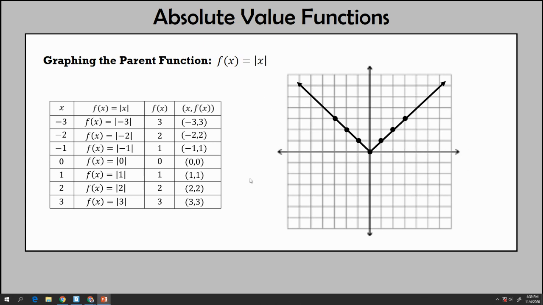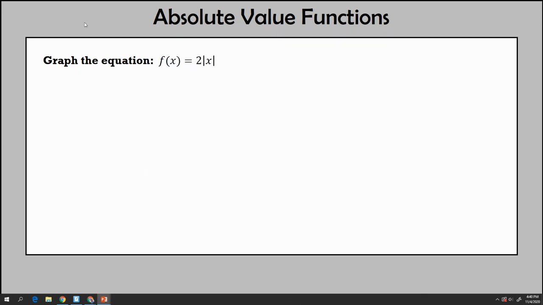This is what it looks like. This is what we call the parent function. All absolute values stem from this original one. So that's what we meant by piecewise. This line is everything from 0 to the left, and this is the line of everything from 0 to the right. But it's actually just the absolute value function. Now we're going to graph these tonight, and I'm going to have you make a table of values and turn the table of values in.